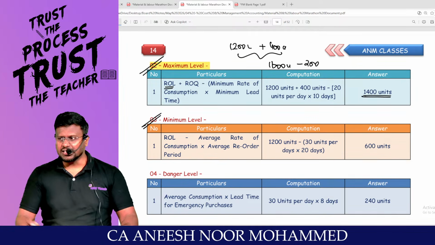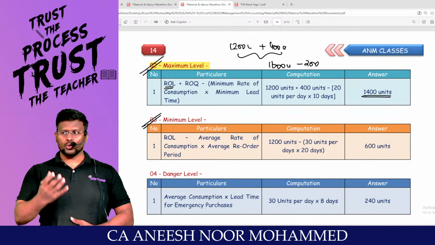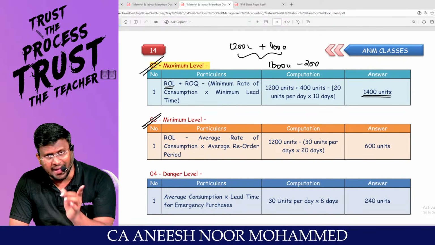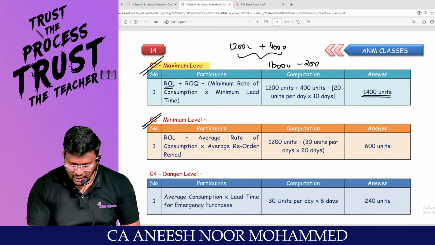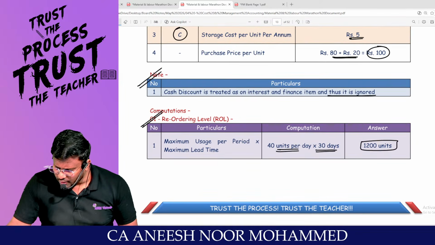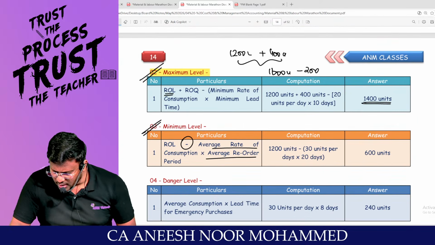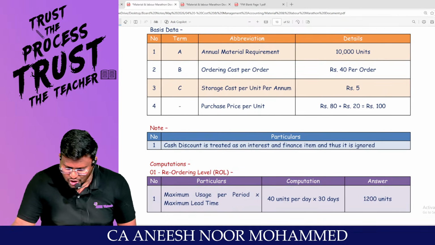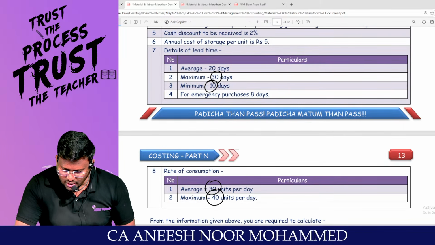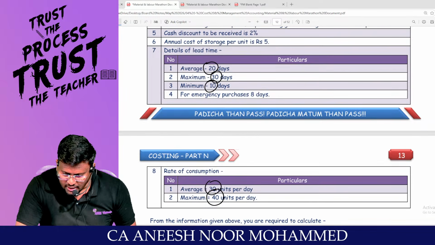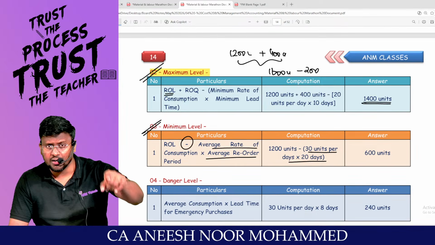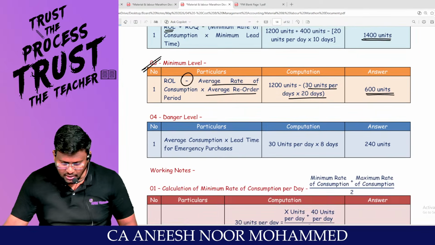Minimum level. That is the minimum stock you should keep. Sir, in order to get the minimum, if I reduce maximum, minimum level will be 0. So don't reduce maximum, please reduce average, Gen Z approach. That's what: reorder level minus average consumption into average lead time. My reorder level is already fixed at 1,200 units. So 1,200 units minus what is the average consumption? Look at the question. My average consumption is 30. What is my average lead time? Average lead time is 20 days. So 30 into 20 means 600 units, my dear lovable students. From 1,200, if you reduce 600 units, that will be the minimum level.